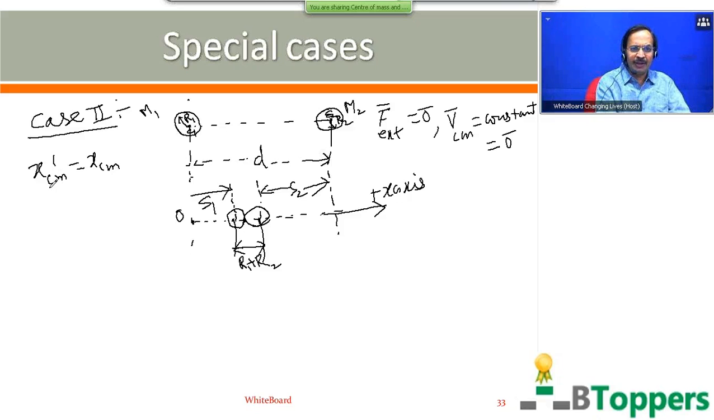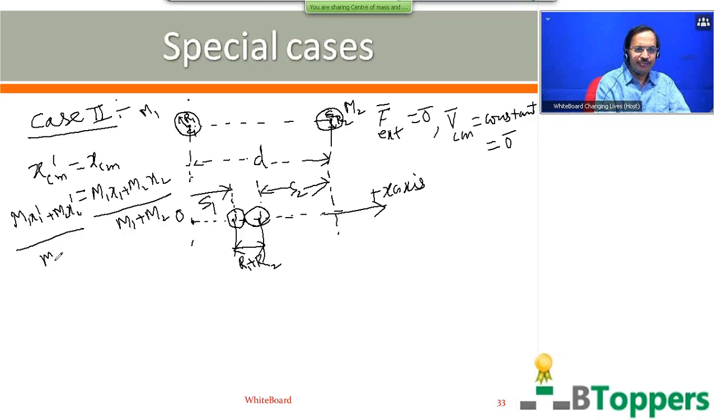XCM dash is the new distance of the center of mass of the system from the origin. Because the center of mass is at rest, its distance from the fixed origin will remain constant. So XCM we can write as M1 x1 plus M2 x2 by M1 plus M2. XCM dash you can write as M1 x1 dash plus M2 x2 dash by M1 plus M2.